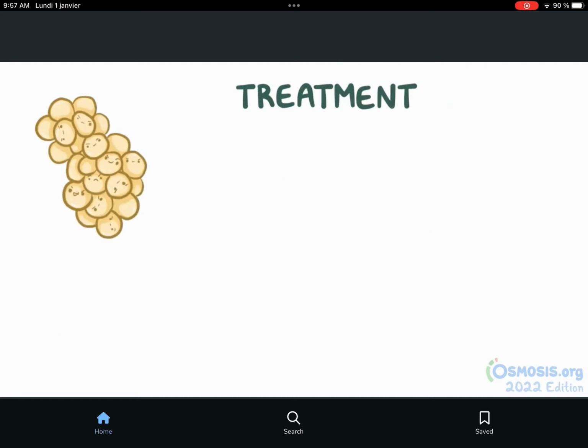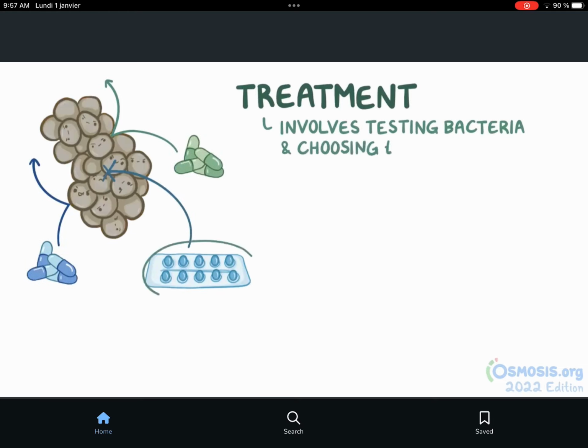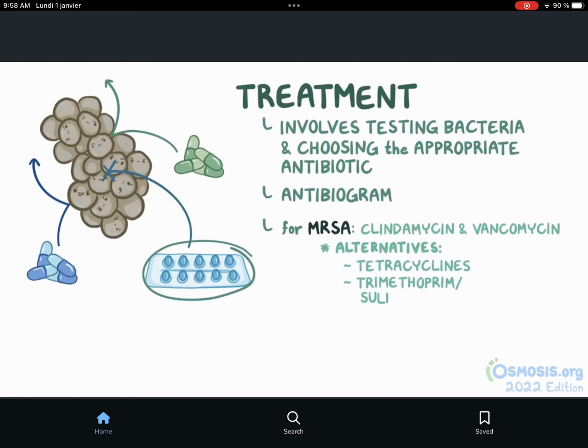Ultimately, treatment of Staph aureus infections involves testing the bacteria against a handful of antibiotics and then choosing the most appropriate antibiotic from them. Sometimes hospitals put together an antibiogram, which shows how frequently bacteria are resistant to a particular antibiotic. Typically, when treating MRSA, antibiotics like clindamycin or vancomycin are chosen, but alternatives like tetracyclines, trimethoprim or sulfamethoxazole, linezolid, tigecycline, daptomycin, and quinupristin dalfopristin.